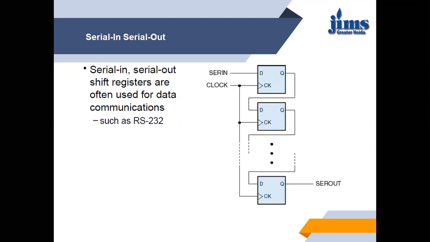So in general, this is the diagram. Serial in data, and the output of the first register is the input to the next. Next means the output of one register is the input to the next register. Clock is common, and the last flip-flop will be the output of the final shift register.